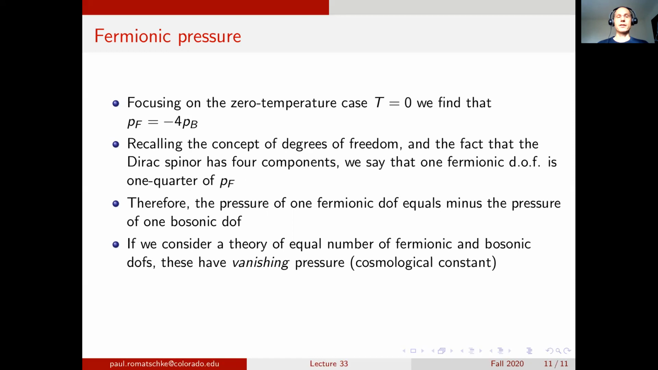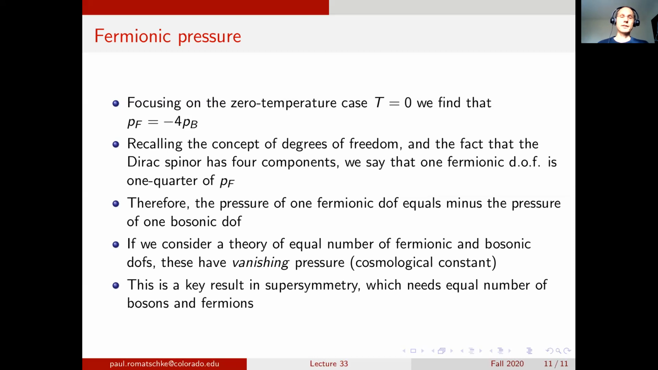If we then were to consider a theory that had an equal number of fermions and bosons, their pressures would just add up, and we would get that every fermionic contribution to the pressure cancels exactly one bosonic contribution, and the resulting total pressure for such a system would be exactly zero. Since the zero temperature pressure is the same as the cosmological constant, we find that in a theory that has equal numbers of fermions and bosons, the corresponding zero temperature pressure, or the cosmological constant, is just vanishing.